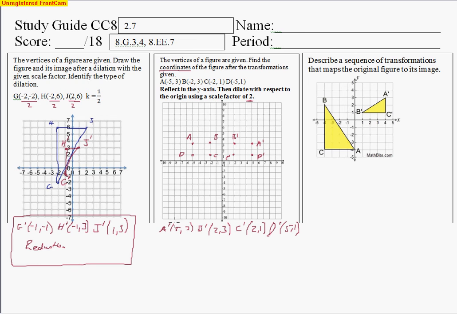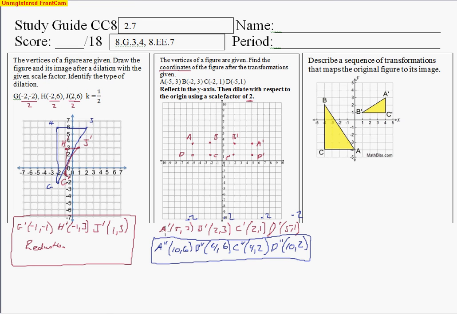So here I'll times these by 2, and then I'll multiply these by 2, and I'll multiply these by 2, and multiply these by 2. And that's going to give me my image. So when I go ahead and do that, A double prime is going to end up being 10, 6. B double prime is going to be 4, 6. And C double prime is going to end up being 4, 2. And D double prime will be 10, 2. And those are the answers for this problem.